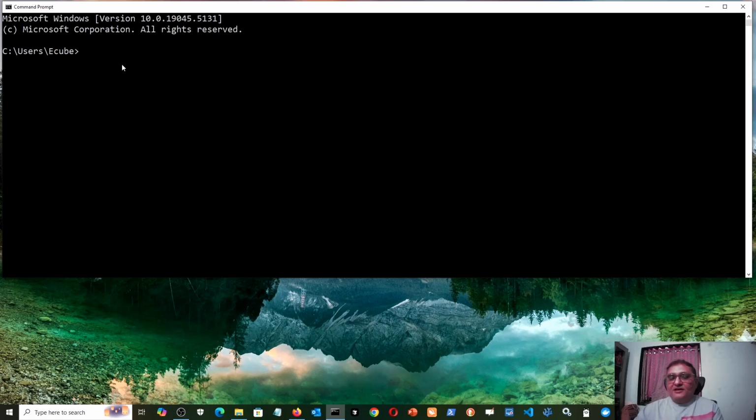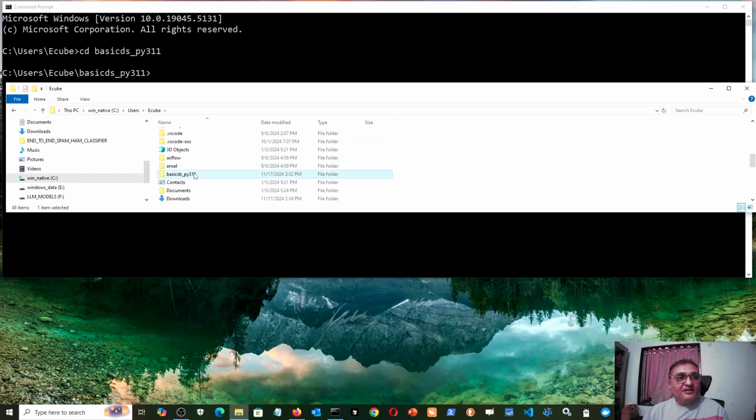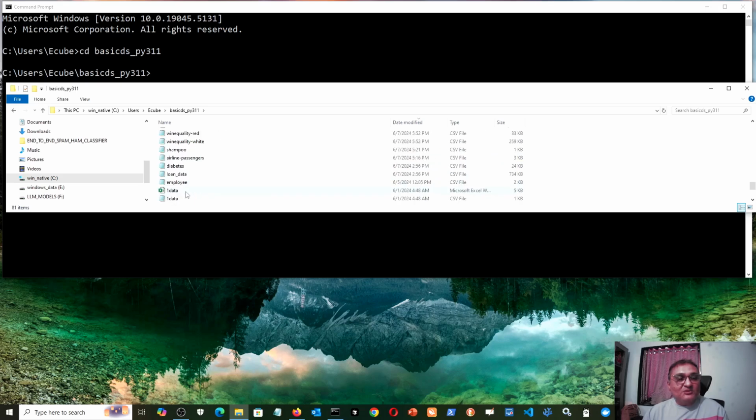If you remember, in the very first chapter, I taught you that we created a virtual environment named basic_ds_pi311. We first created one such directory, and in that directory, we created a virtual environment of the same name. So here, when I write cd and that, I have just navigated to the directory. This directory itself contains all the Jupyter notebooks and so on. If I show you that directory, it is C, users, eCube, and basic ds pi311, this one. And you can see all the Jupyter notebooks, chapter 1, chapter 2, chapter 3, and various data files and everything, are present in that directory.